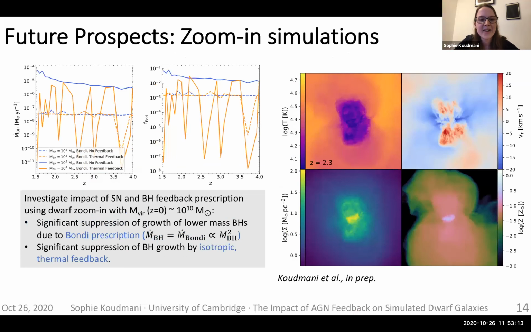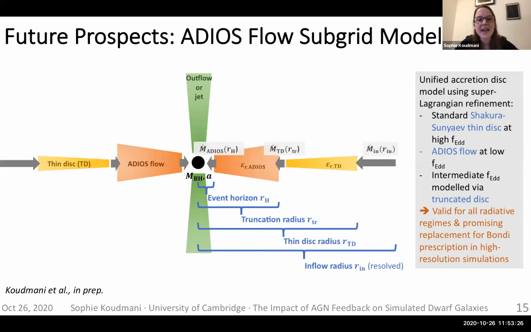And if you are interested, I'm also at the moment working on zoom-in simulations, varying the supernova feedback to see if that could help make the AGN accretion more efficient. And I'm also working on a new subgrid model for AGN accretion. And I'd be happy to chat about both of these.